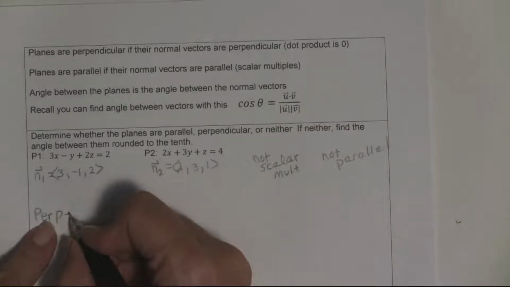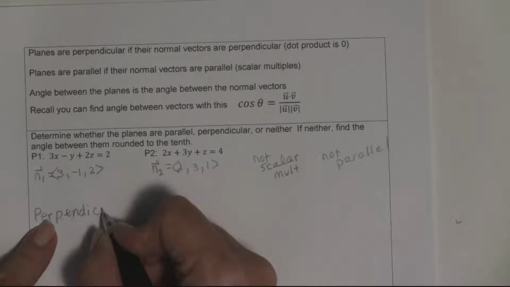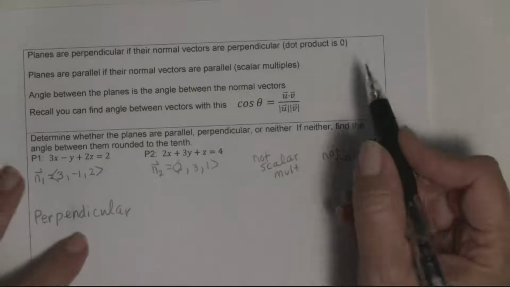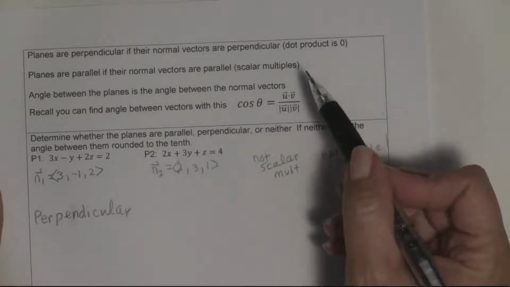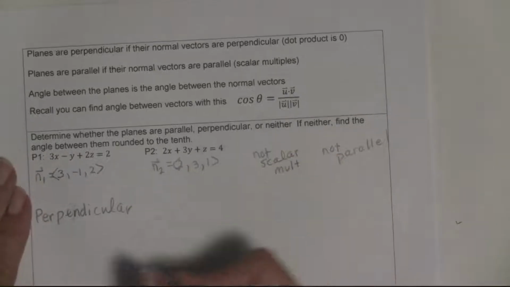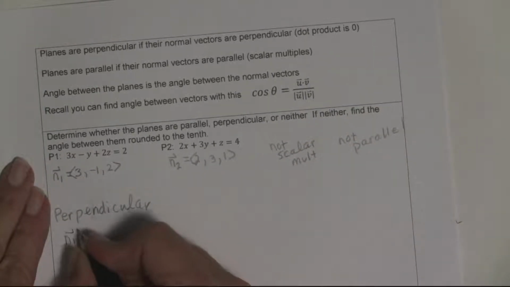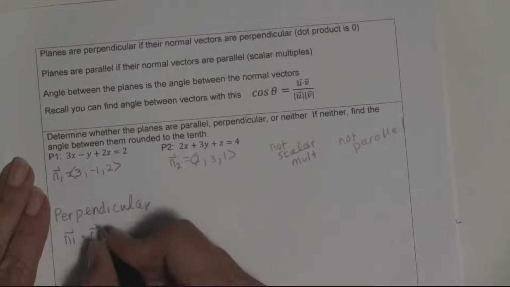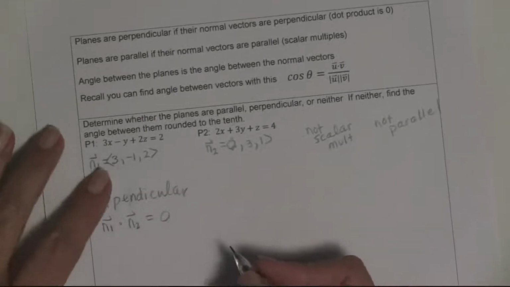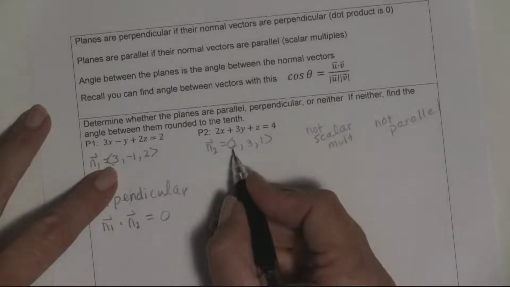Perpendicular. I was looking how to spell perpendicular. I'm so tired. That would mean that their dot product is 0. So I can definitely dot these together, and let's see if their dot product is 0, right? That's the test. So if I dot them together, you multiply and add.